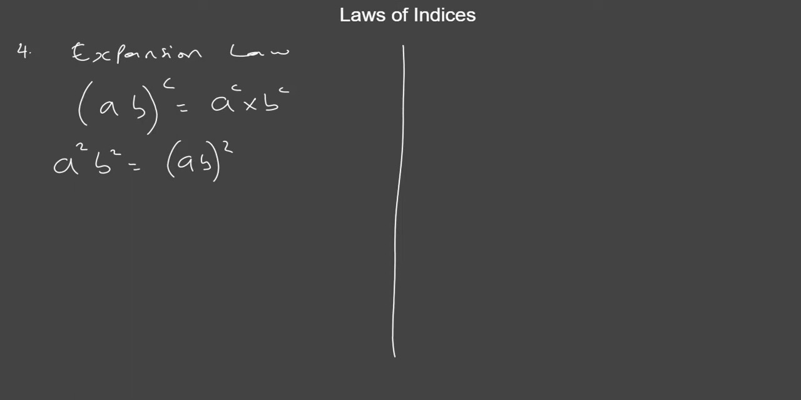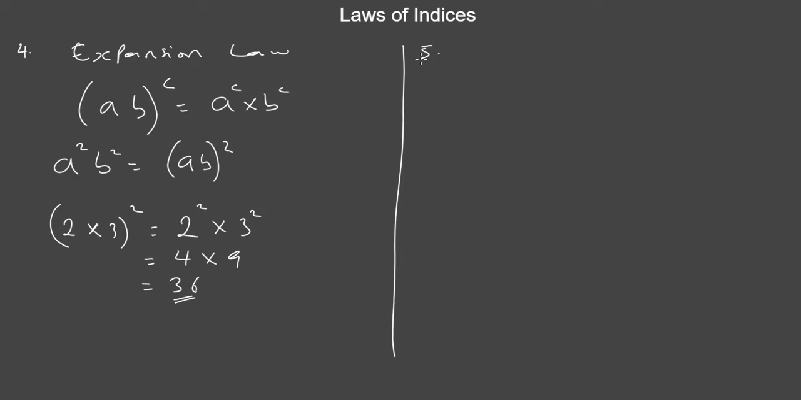So let me give you an example. Let's say I have something like 2 times 3, all raised to the power of 2. You can express it as follows: 2 raised to the power of 2 times 3 raised to the power of 2. And this will give you 4 times 9, and that will give you 36. So let's talk about another law, which is the fifth law.